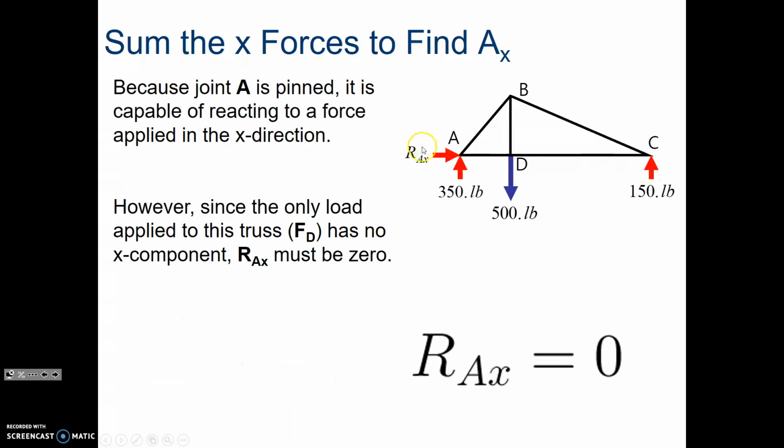RAx is convenient because there's only one going in the left-right direction. There's no other forces. So that means that RAx is equal to 0. And then we'll continue on the second video.